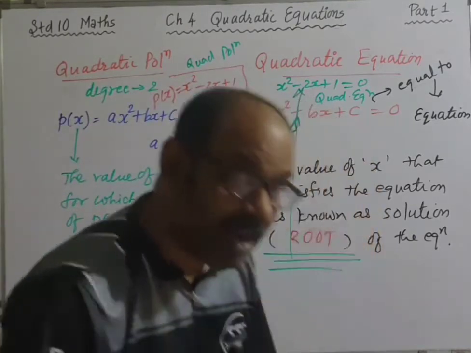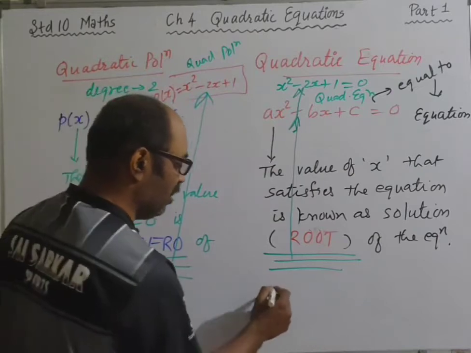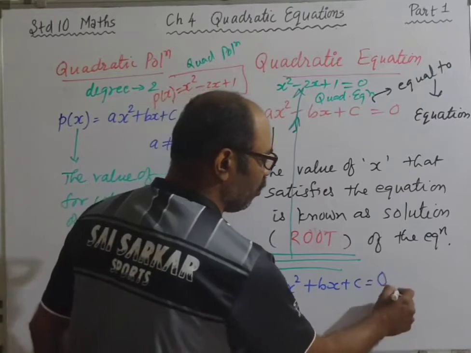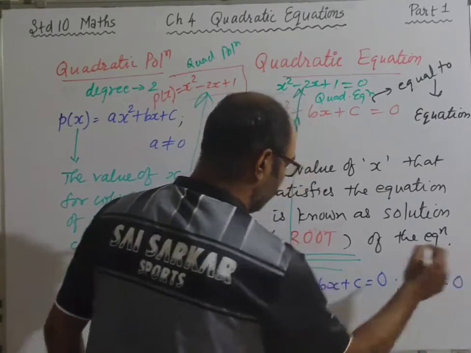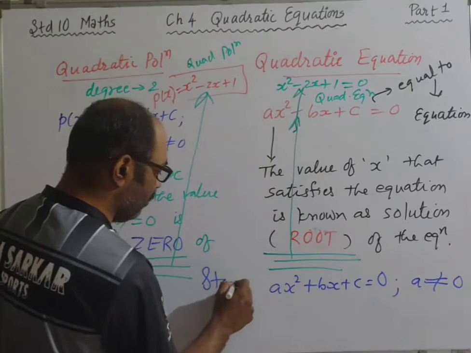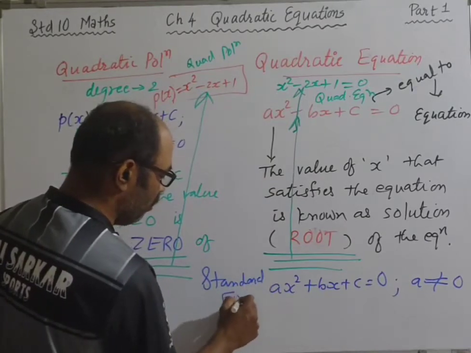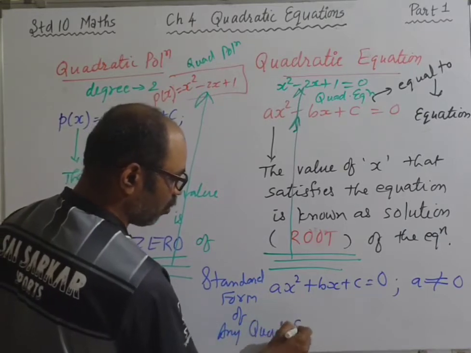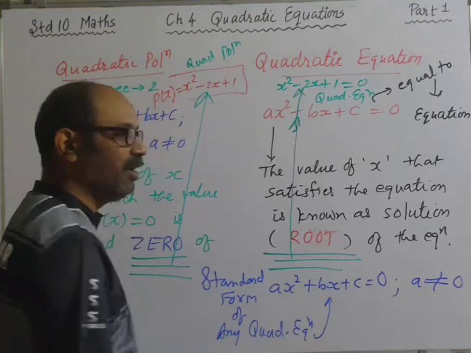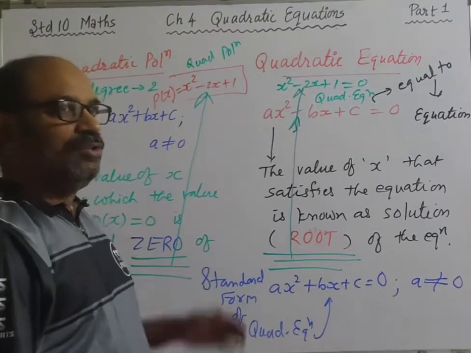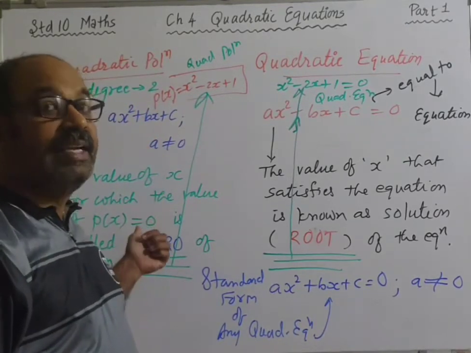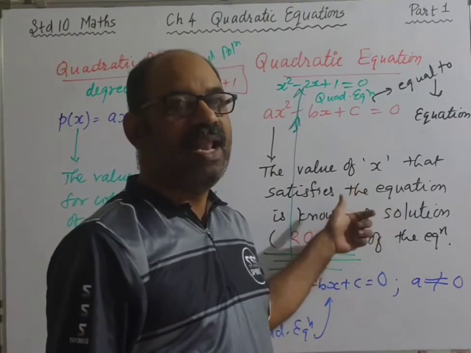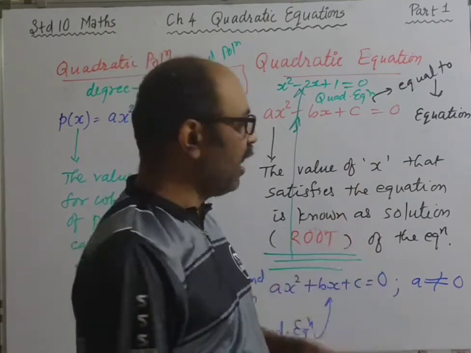So, children, what is the standard form of a quadratic equation? Ax square plus bx plus c equal to 0, where a is not equal to 0. This is the standard form of any quadratic equation. Clear, children? Understood? So whenever we are talking about polynomials, it will have zeros, and whenever we are talking about an equation, it will have roots. All right, children?